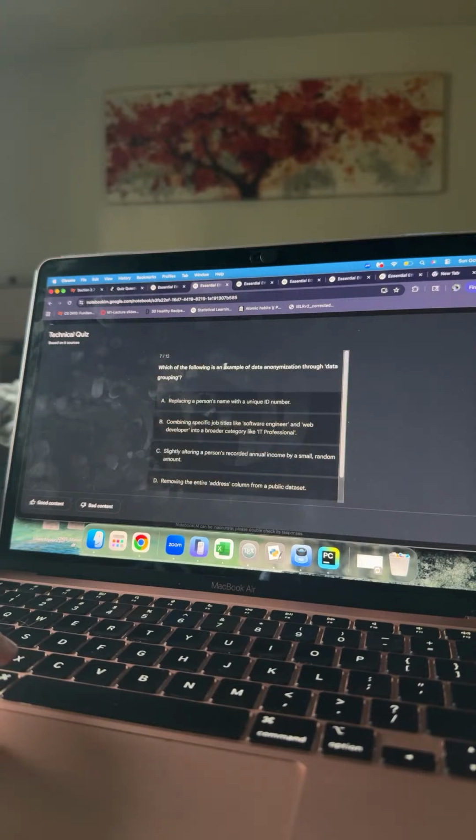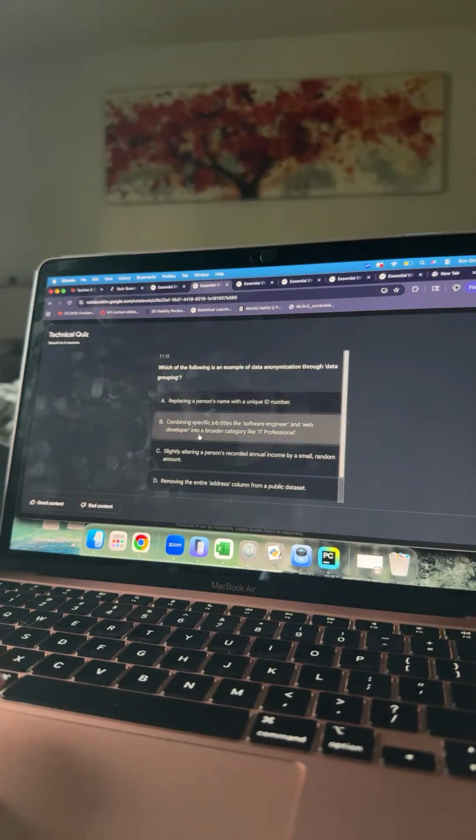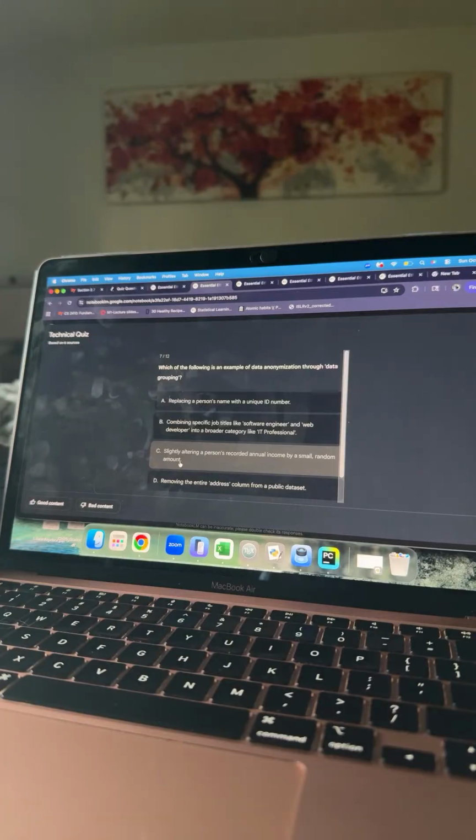So, which of the following is an example of data anonymization through data grouping? Let's see. A is one way to anonymize somebody, but slightly altering a person's recorded annual income by a small random amount, it could be C, right? Because from what we've seen, changing a numerical value of a currency by $1,000 is one way to, you know. Oh, that's data shifting, not data grouping.